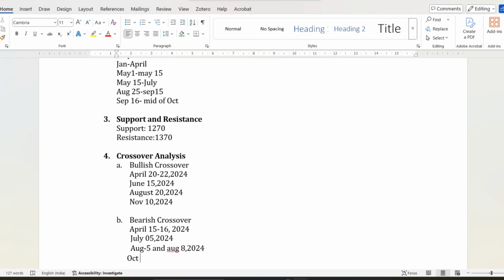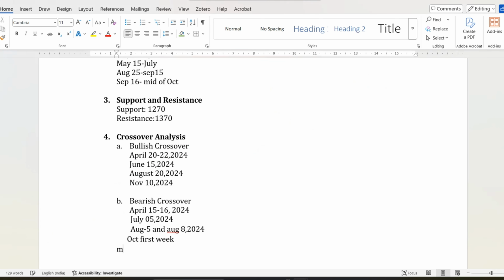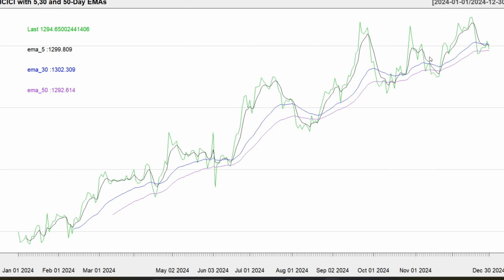I will mention first week, that's better. Or early week of early October, like that also you can mention. Then you can see in the month of November, mid-November you can mention. So wherever this short-term EMA intersects from the top and moves downwards, that will be our bearish crossing. So in this way you can see. But nowhere does this 30-day EMA cross the 50-day EMA, it's not there.